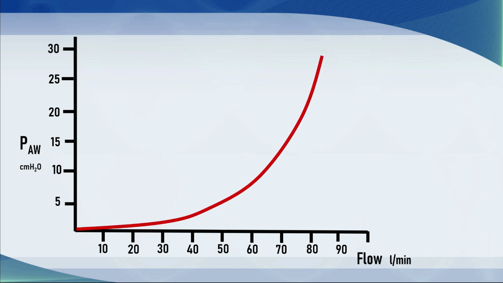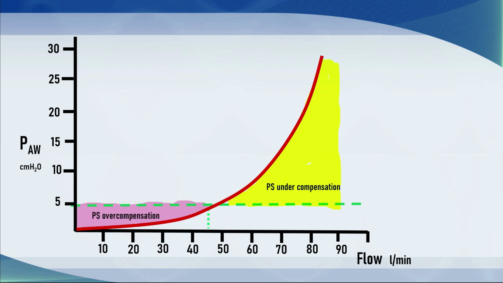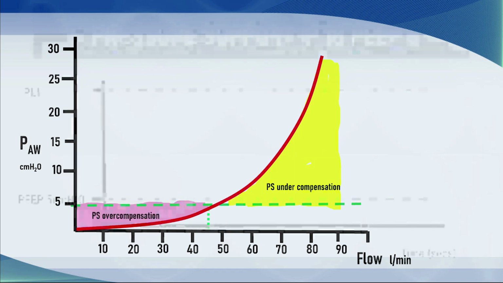In this diagram, we're going to plot pressure versus flow, and you can see that the relationship is non-linear. As we increase flow rates, we increase resistance. So let's draw a line for PEEP. It would appear to me that the ideal flow rate here is about 45 liters. Beyond that point, pressure support may be inadequate to compensate for flow resistance. Below that point, pressure support may be a little bit excessive, but that's not really a problem.